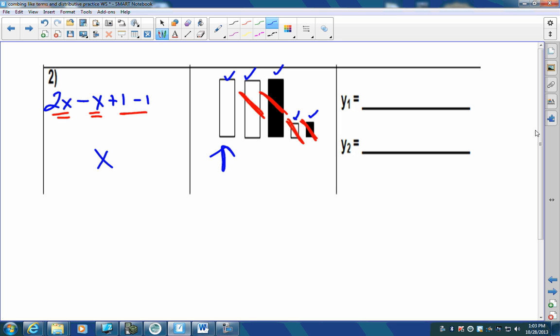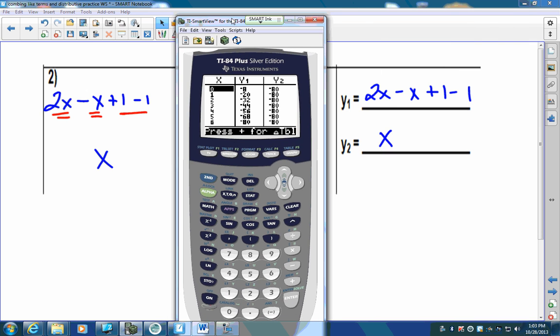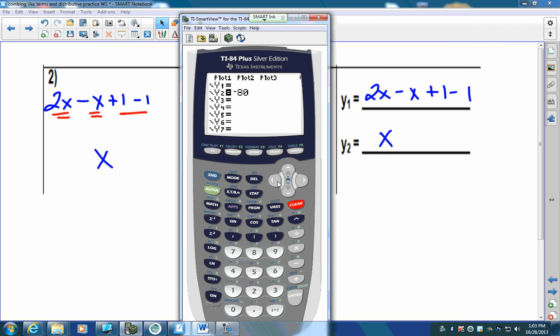Now you're going to be able to check these, and what you're going to do is in y1, we're going to put the original problem, 2x minus x plus 1 minus 1. And in y2, we're going to put what we think the answer is, and I think the answer is just an x. So I'm going to go into the handy dandy calculator, go into y equals. I'm going to put in there 2x minus x. Make sure you use the minus sign when it's in between 2 terms. Plus 1 minus 1. Now in y2, I'll go down there and I think the answer is just an x. So when I press second graph, the way I know I'm right on an expression only is when y1 and y2 are the same, that means that I am correct.